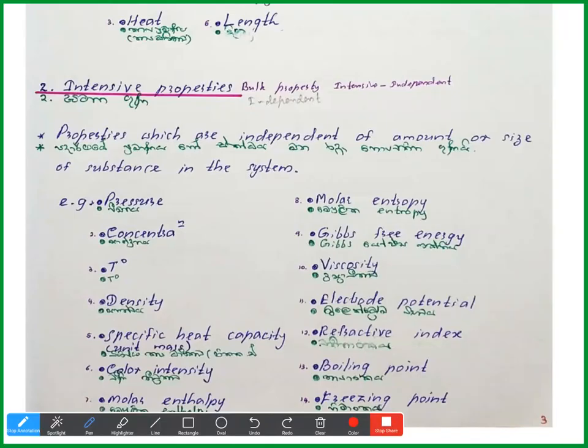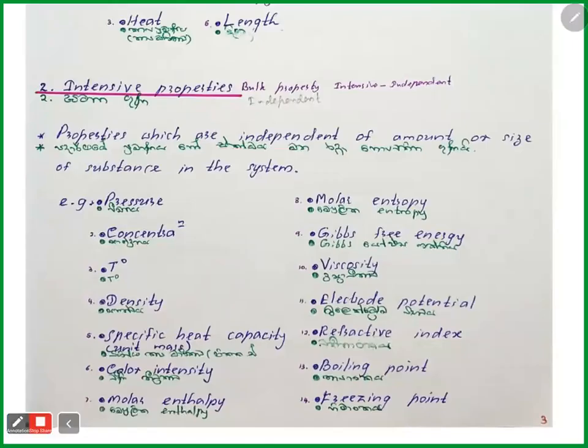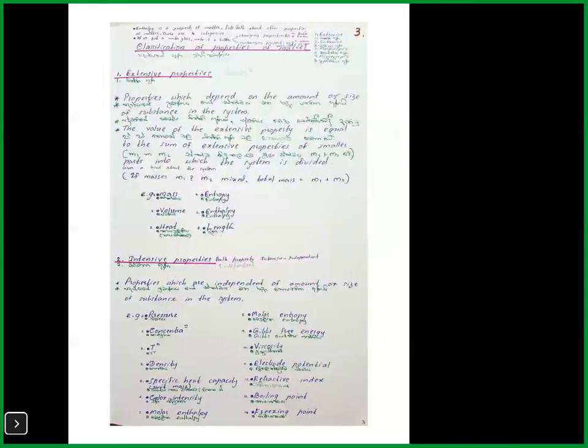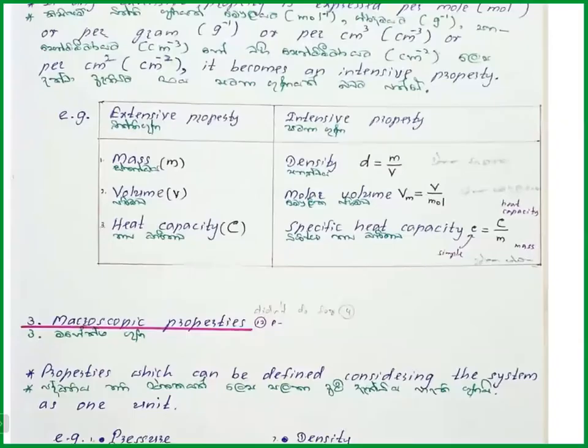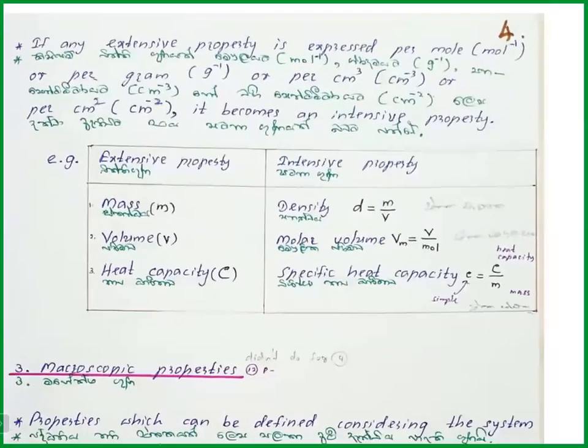Okay, then the intensive properties, which are independent of amount or size of the substances. There are a lot of examples. All the examples which are relevant to our syllabus have been given here. Okay, so extensive property and intensive properties. So you have this connection.